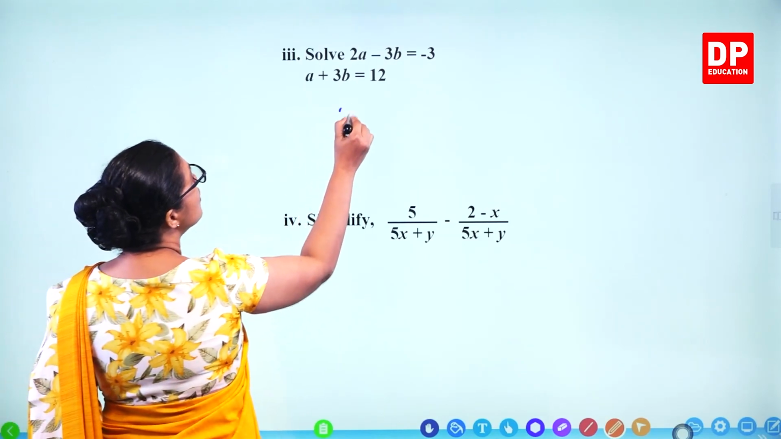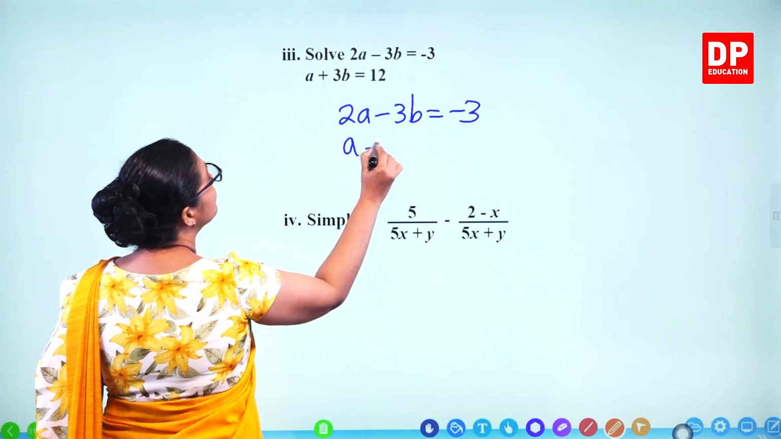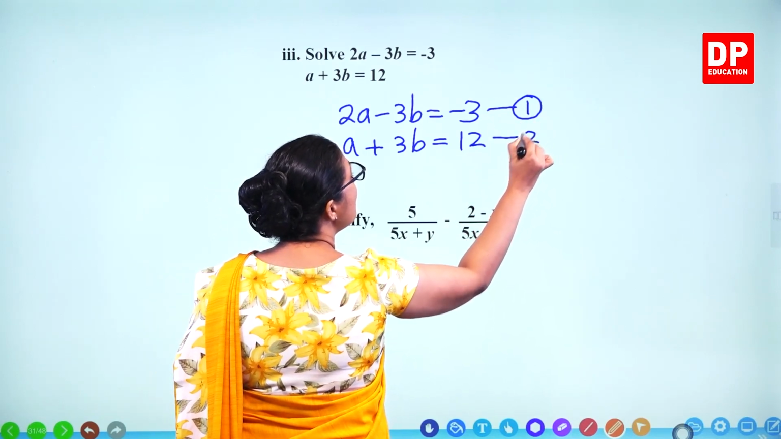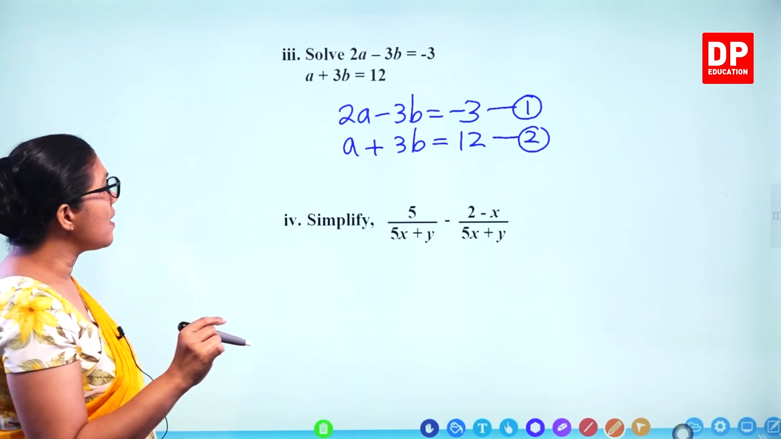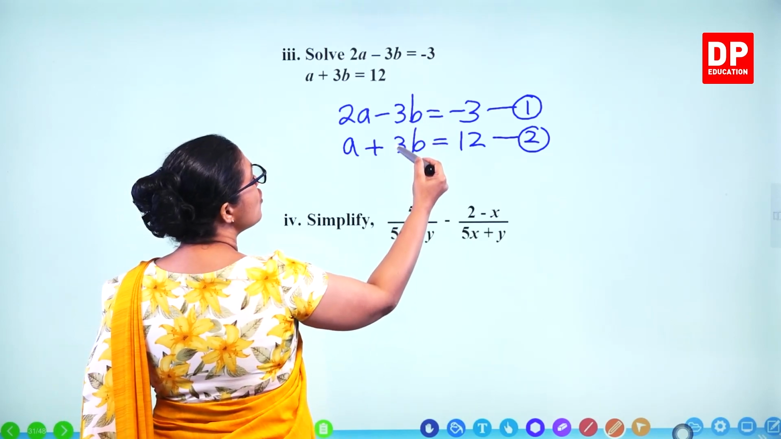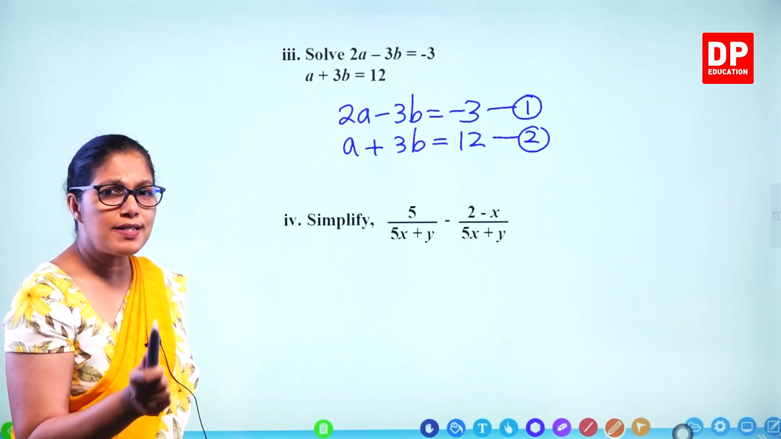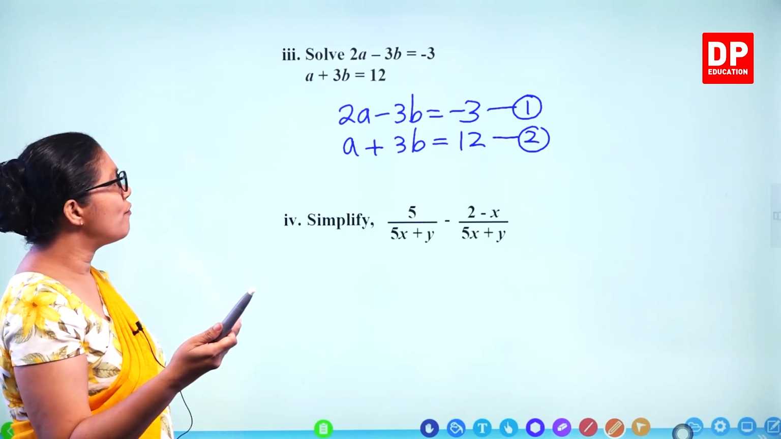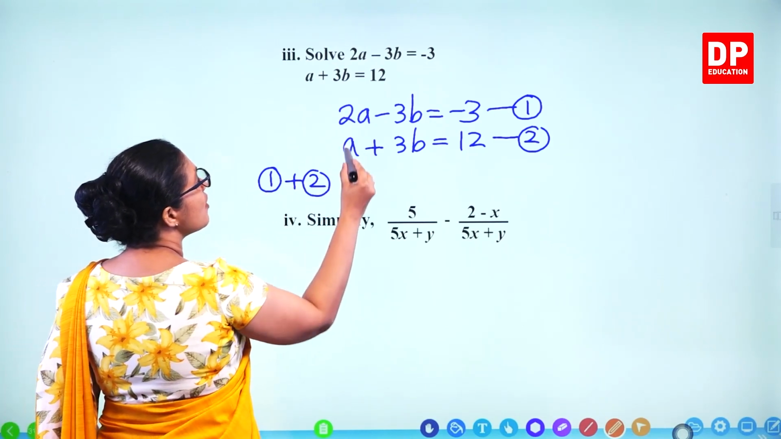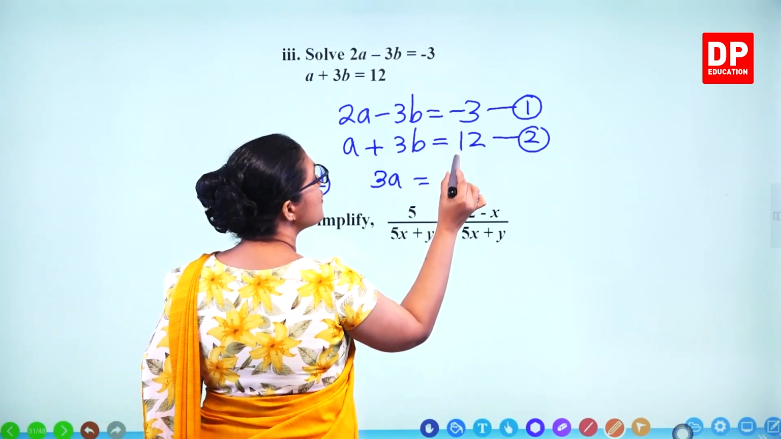Solve 2 equations and 2 unknown simultaneous equations. So how do you do that? When you have 2 equations, look at the coefficients. If the coefficients are equal, then look at the sign. Same coefficient in b, so look at the sign. 2 different signs. So when you have different signs, you have to add to get rid of the b term. So we'll add the 2 equations, 1 plus 2. 2a and a becomes 3a. This one gets cancelled out. Minus 3 plus 12.